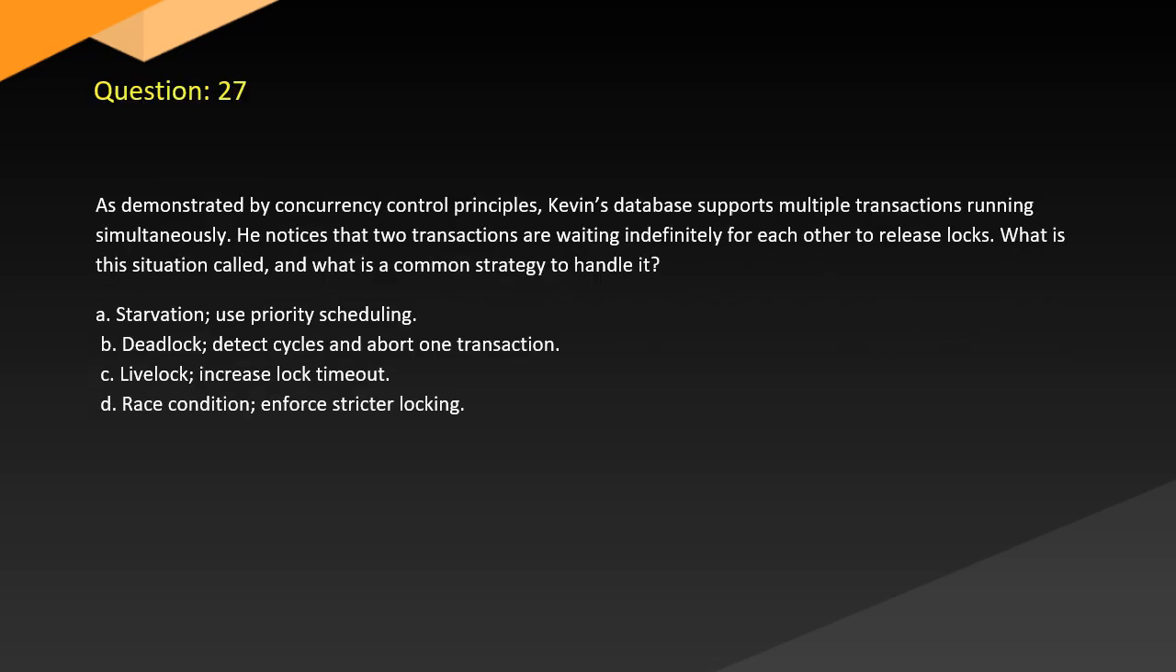Question 27. Demonstrated by concurrency control principles, Kevin's database supports multiple transactions running simultaneously. He notices that two transactions are waiting indefinitely for each other to release locks. What is this situation called, and what is a common strategy to handle it? A. Starvation. Use priority scheduling. B. Deadlock. Detect cycles and abort one transaction. C. Livelock. Increase lock timeout. D. Race condition. Enforce stricter locking.